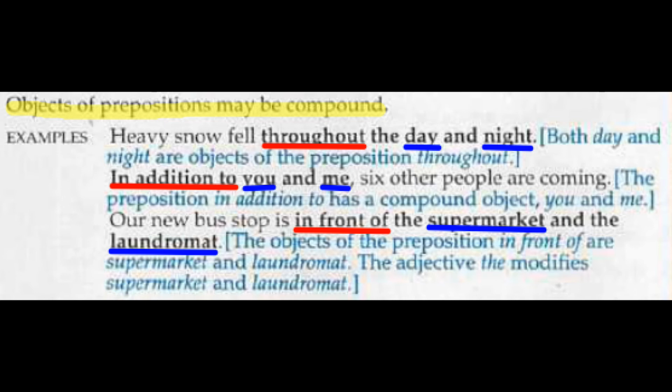The last example, our bus stop is in front of the supermarket and the laundromat. In front of is the preposition. Supermarket and laundromat are the objects of preposition. The entire prepositional phrase is in front of the supermarket and the laundromat. So you have some additional little adjectives in there, like the modifiers the and the in front of laundromat as well.